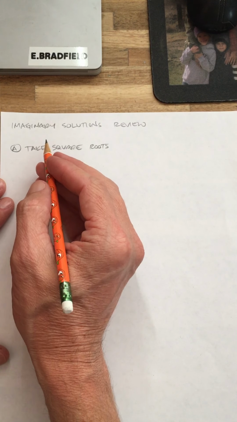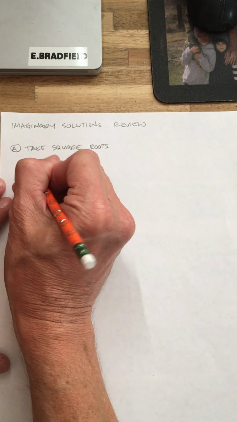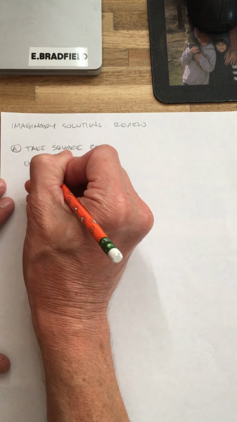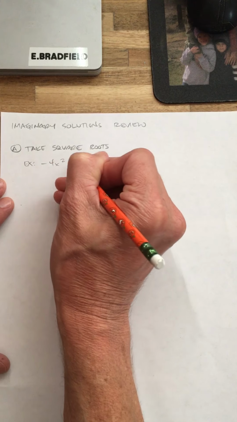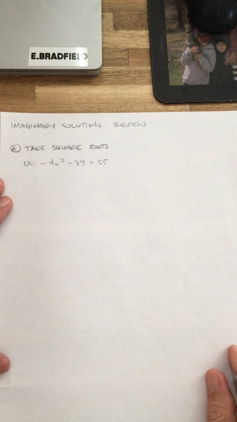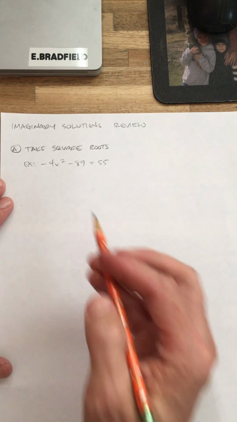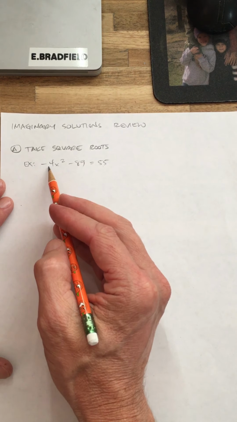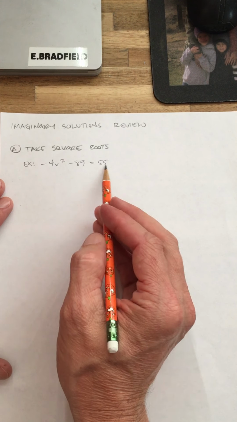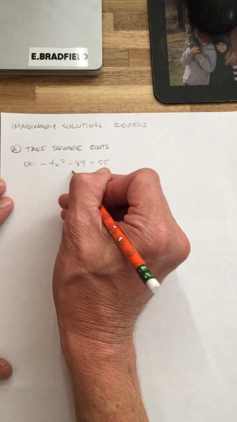The first example we're going to do is take square roots. So let me give you the example. We have negative 4x squared minus 89 equals 55. Now you remember you're going to use this method if you're missing the b term. Look, we have an a term of negative 4, but we don't have a b term here. So to take square roots, we're going to add the 89 to both sides.